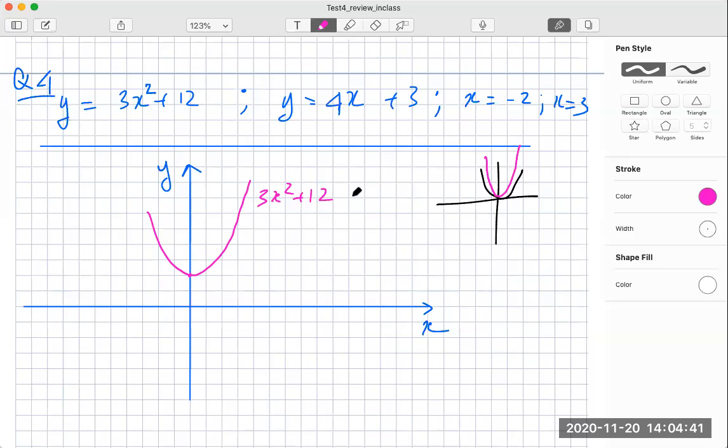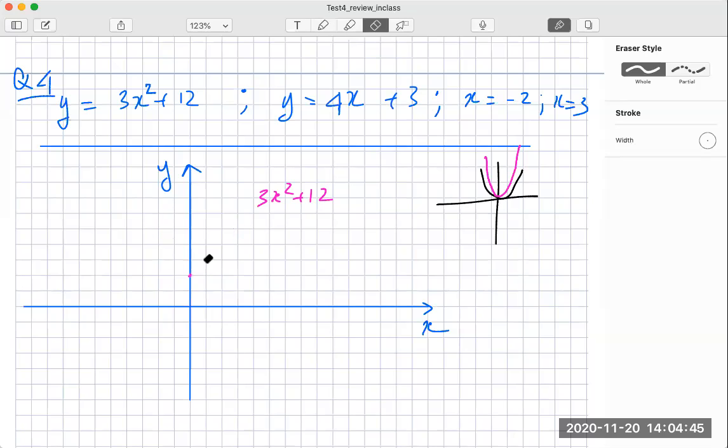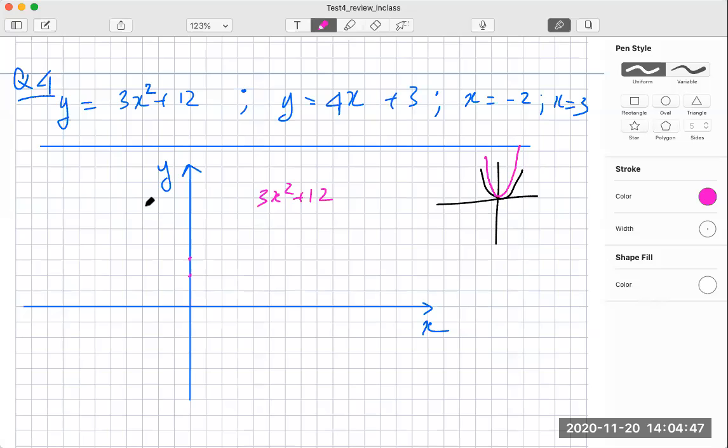Okay, 12. Let me draw it a little up here. What is the minimum value of this guy? So, yes, 12. The y-intercept here is the minimum value, which is 12.